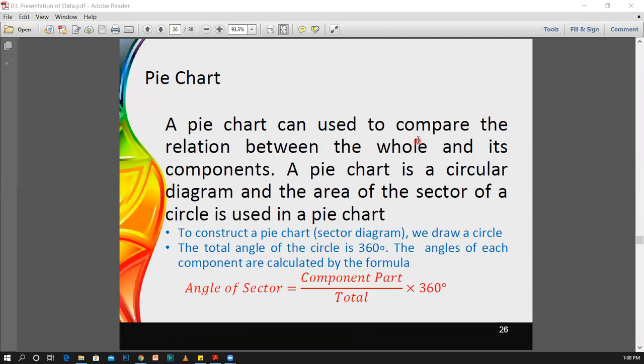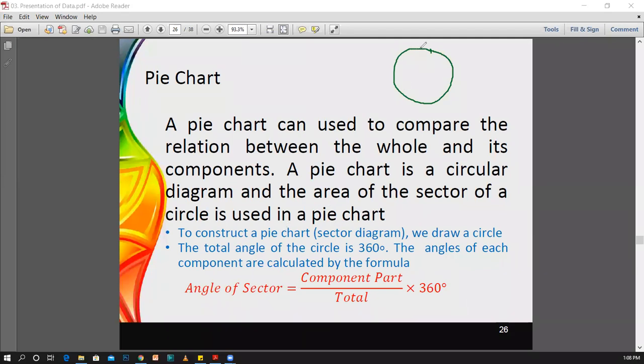If you just need to compare the relation between the whole and its components, then a pie chart would be an appropriate method. A pie chart is a circular diagram. If you look at a pie chart, it will come up in this way, as a circle. We can say that a pie chart is a circular diagram and the area of the sector of a circle is used in the pie chart.